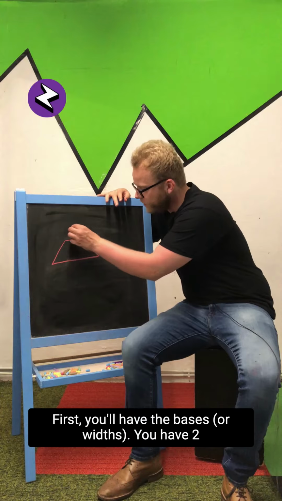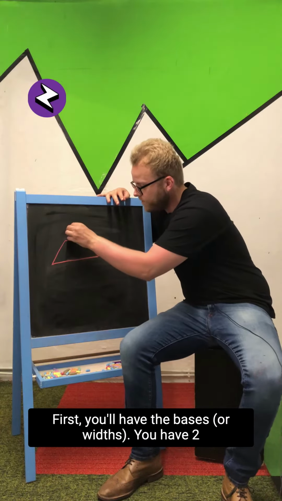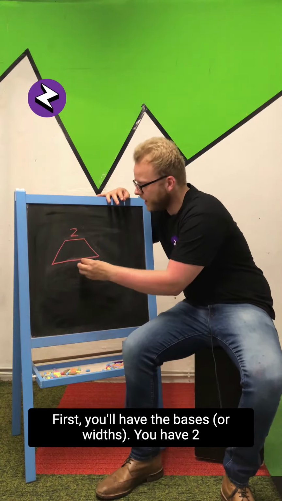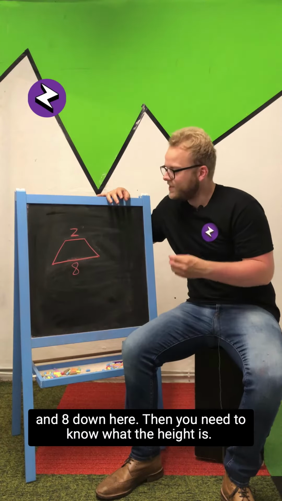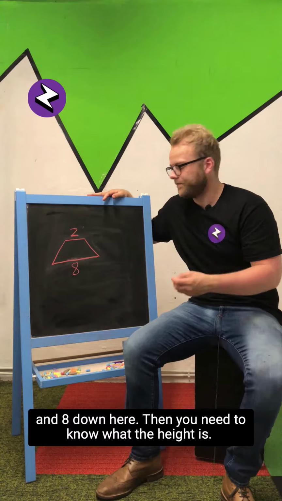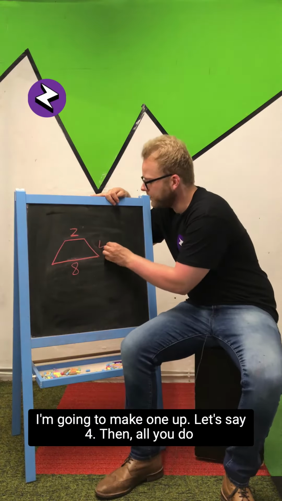So you'd first work out, or be told, the bases, so the widths. Okay, so you have 2, and then you could have 8 down here. Okay, and then you need to know what the height is. And I'm just going to make one up here. I'm going to say 4.